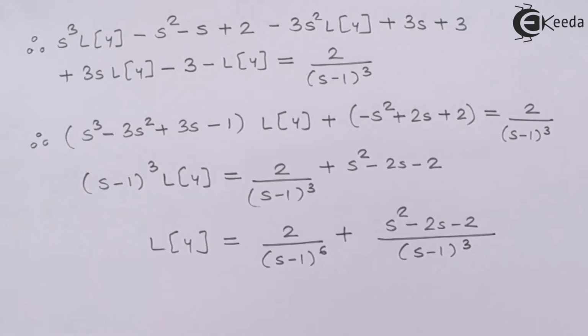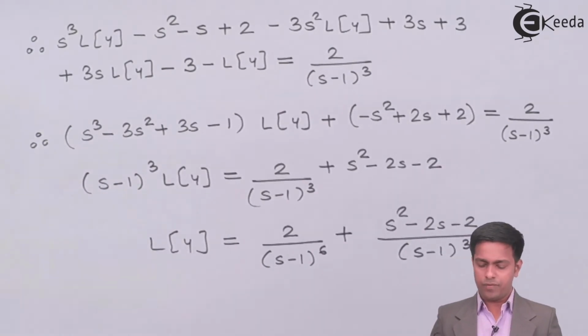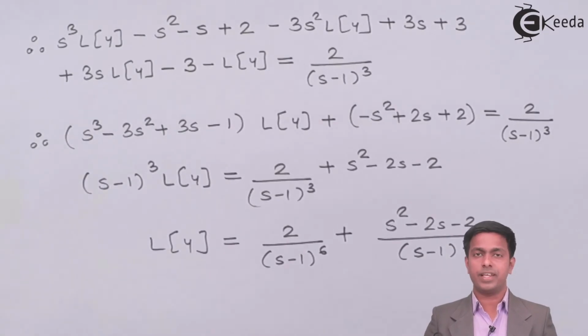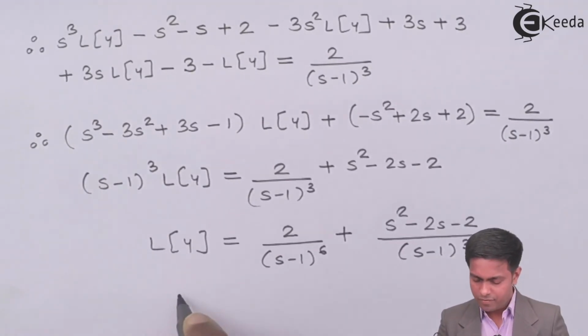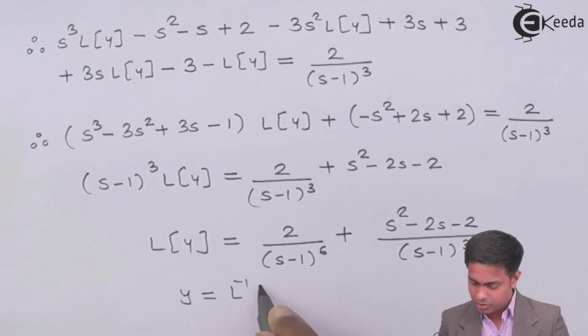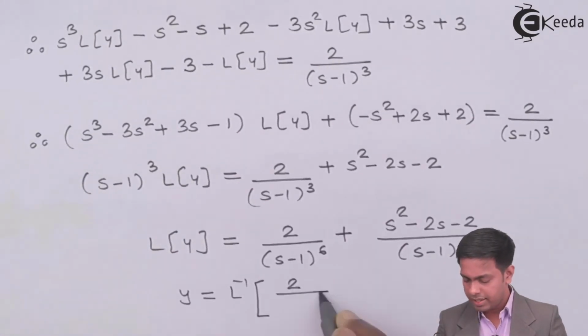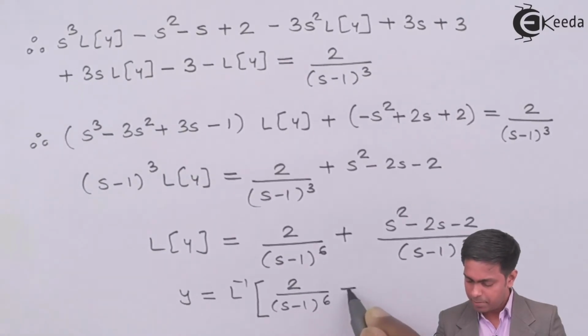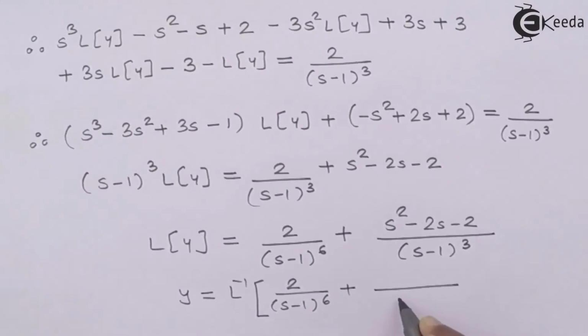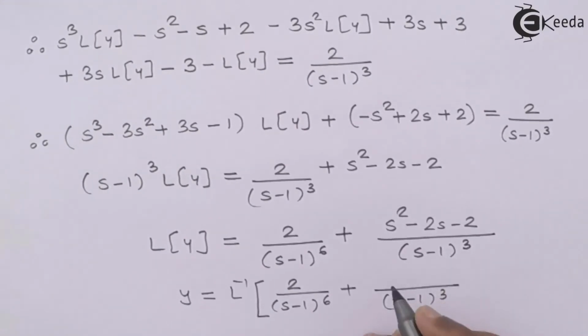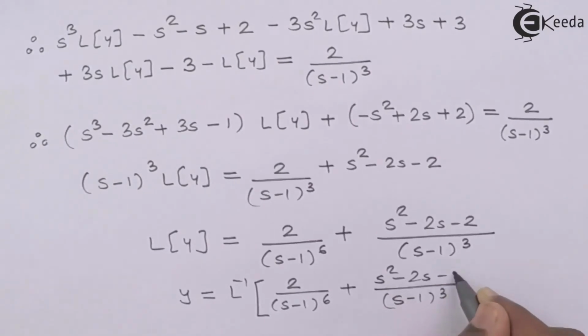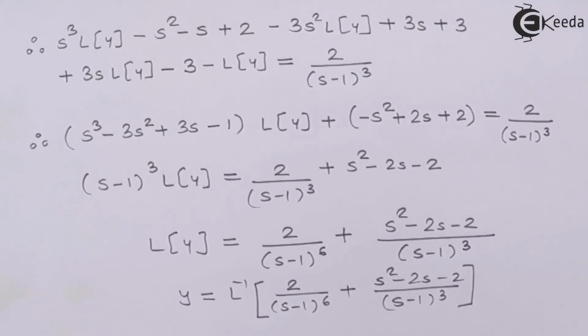And now guys, we have to find out the value of this y in terms of t, and for that I'll be sending this L on the RHS, so that will become Laplace inverse. So guys, it means y is equal to Laplace inverse of this given function, which is 2 upon (s minus 1) raised to 6, plus here in the denominator (s minus 1) cube, and numerator is s square, and value of this will be a function of t, and that function of t is nothing but value of y, and which is our final answer.